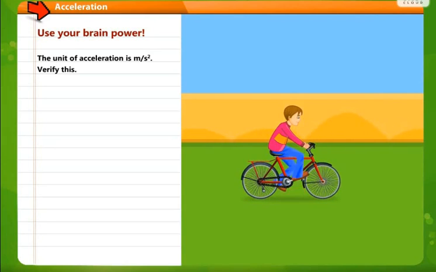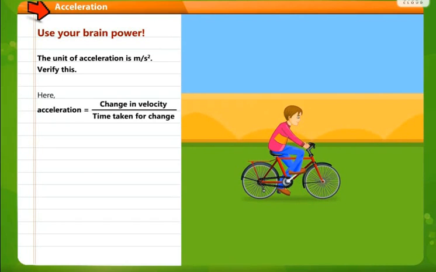The unit of acceleration is meter per second square. How is it possible? We will verify this. Now acceleration is change in velocity upon time taken for change. So unit of velocity upon unit of time. We know that the unit of velocity is meter per second because velocity is displacement upon time and there is already a unit of time present. So meter per second upon second is equal to meter per second square. So the unit of acceleration is meter per second square.